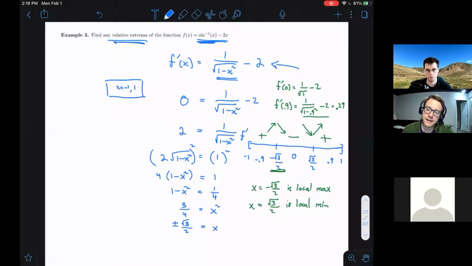Endpoints of any sine function? Of the sine inverse function, yes, exactly. And endpoints cannot be local mins or maxes according to the definition in our book. So that's why we really don't do anything with them. Okay, thank you. Yeah, definitely.